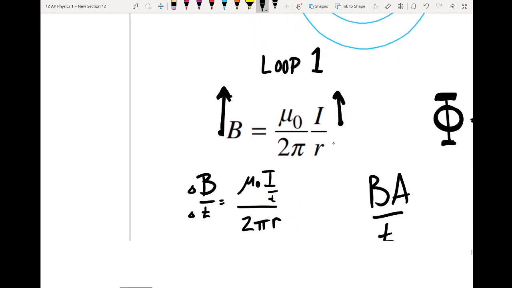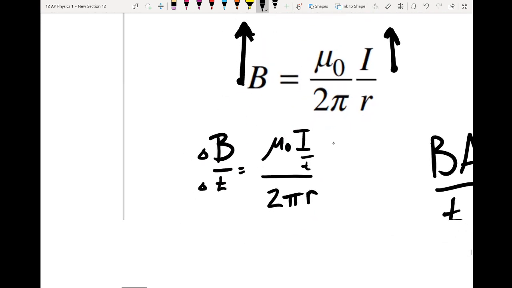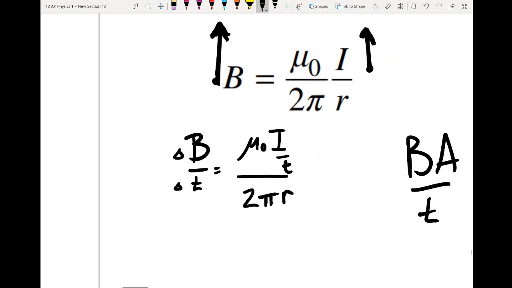So our change in magnetic field, where you can really think about it as we have this change in magnetic field over time, is equal to our change in current over time. This is kind of weird, but I just made it a rate. I put the current over the time is equal to our change in magnetic field over time. Because throughout this, we're not changing R, we're not changing mu naught, we're not changing 2 pi. So we can really say, hey, our magnetic field is increasing throughout time based on this linear increase in current.